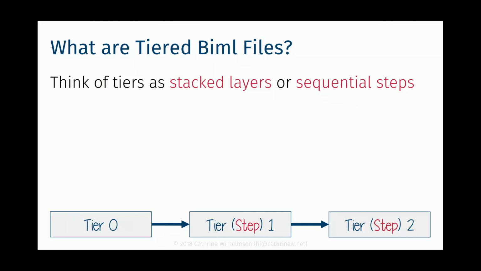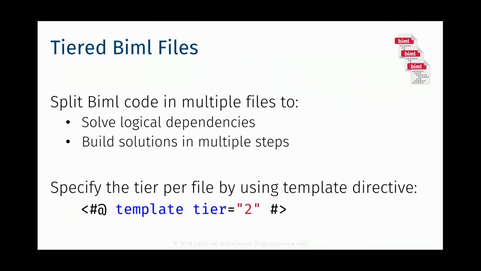or as sequential steps. And this might make a little more sense when you think of it in terms of SSIS because of the way you work with it. And the way you work with tiered Biml files is to do things like solve logical dependencies and build solutions in multiple steps. For example, you start by creating your connections to your databases. You need to do that before you can create any tasks connecting to those connections. And then a very standard pattern is to have a parent package, a master package, or a control package. You do need to create those loading packages before you can create those master packages. So that is a different way of thinking of it.